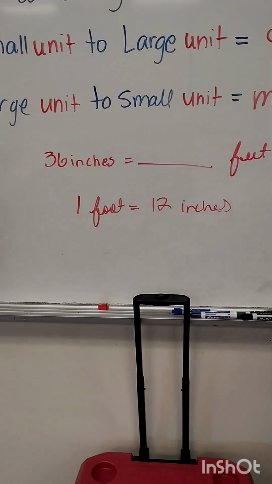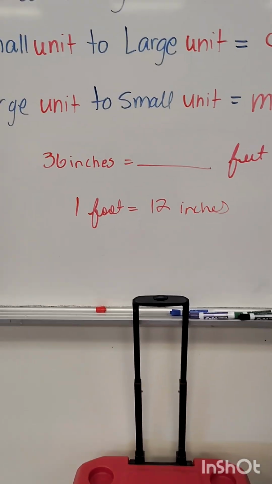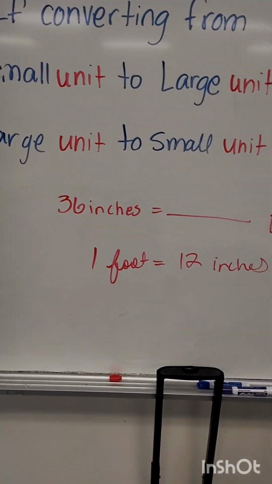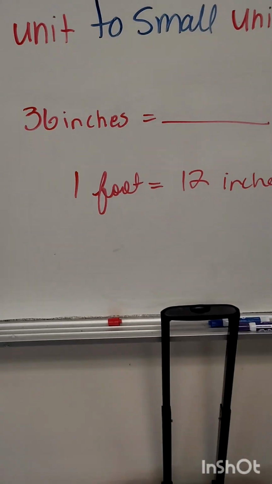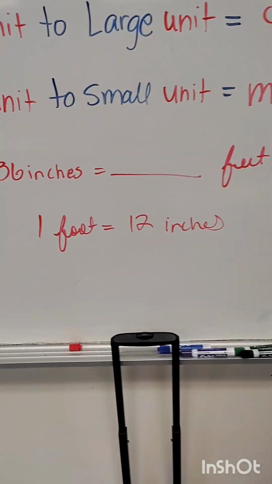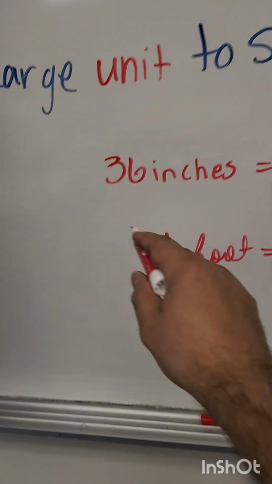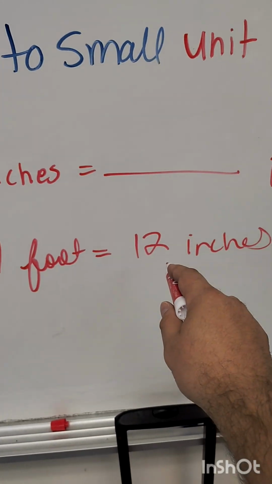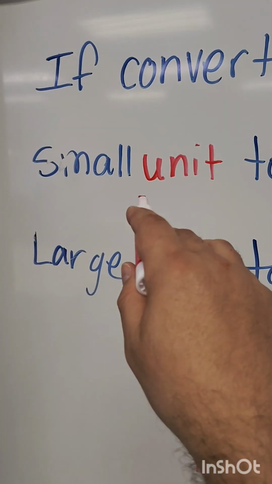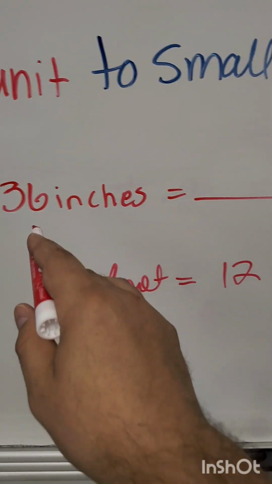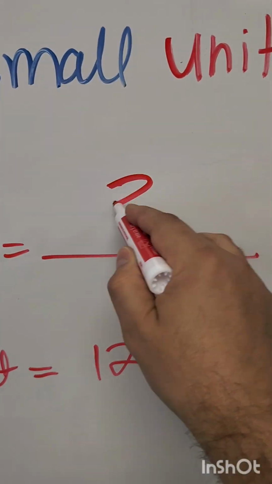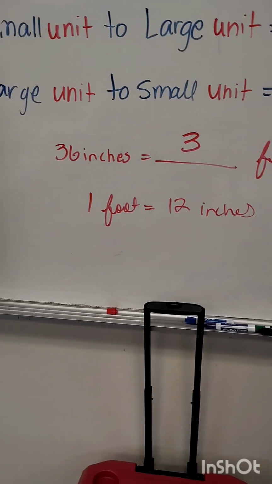That's something that has to be in your mind. And this is where the conversion charts come in and memorizing it. Because if you know this, then you're able to figure out what 36 inches is in feet. So if you divide 36 divided by 12, smaller unit into a larger unit, you divide. 36 divided by 12 would be 3 feet.